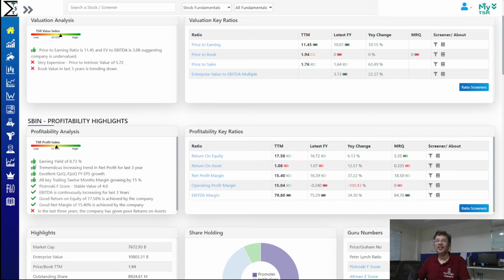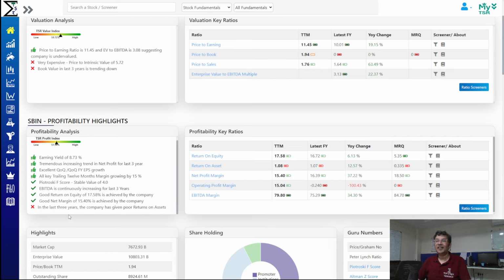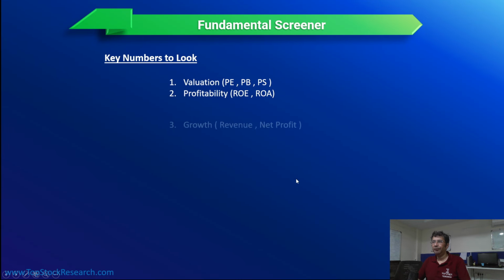When you look here, the earning yield is good, and there's a tremendous increase in net profit over the last 3 years, excellent growth. Certain things are good, but at least one parameter is not so good. Some are very good, some are good, some are not so good, and that's where it is marked red. So they give you a bird's eye view of where this particular stock stands.